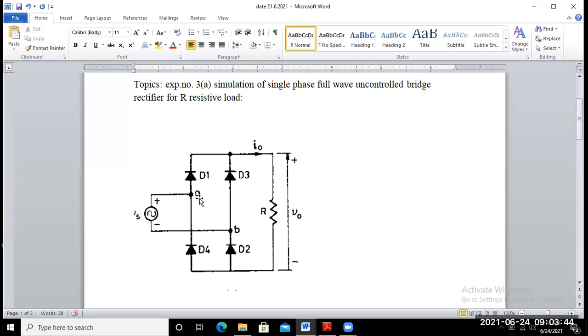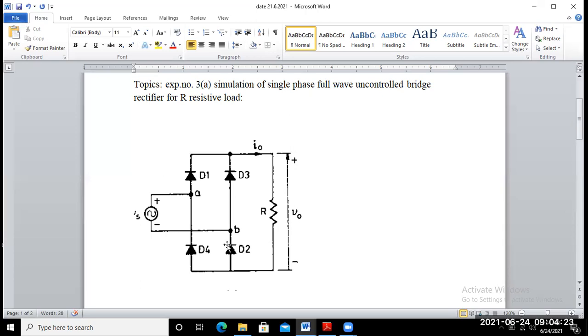So you may observe that during the first half cycle, D1 and D2 are in forward bias and D3 and D4 are in reverse bias. Okay, so that means only these two diodes conduct during 0 to pi, that means the positive half cycle. Okay, in the negative half cycle, that means pi to 2 pi, diodes D3 and D4 become forward biased. So these diodes conduct during the period pi to 2 pi, is it not?